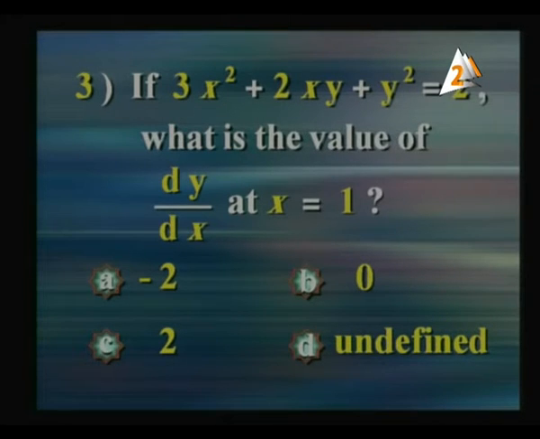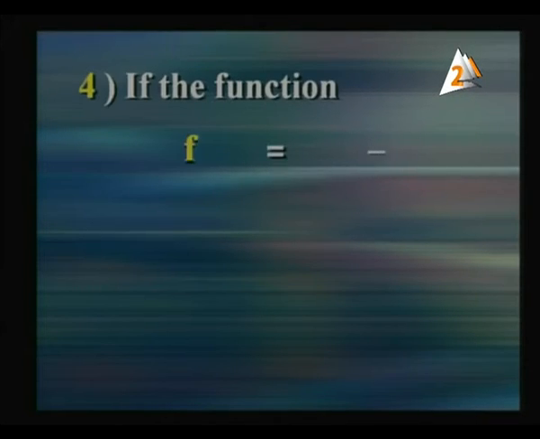Remember, the differentiation of 3x squared is 6x, but the differentiation of 2xy equals 2 multiplied by the first times the differentiation of the second plus the second times the differentiation of the first. Then the differentiation of y squared with respect to x is 2y dy over dx. After that, substitute. What is the value of dy over dx at x equals 1? The answer is undefined.